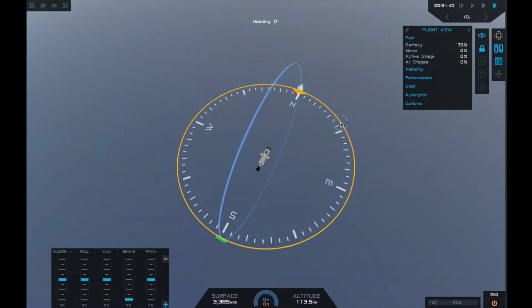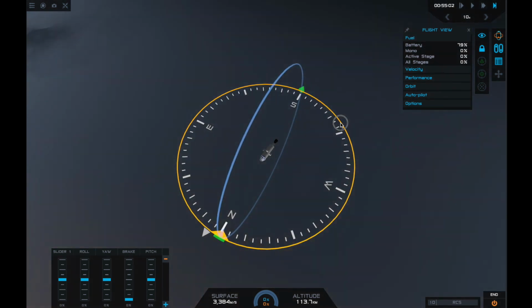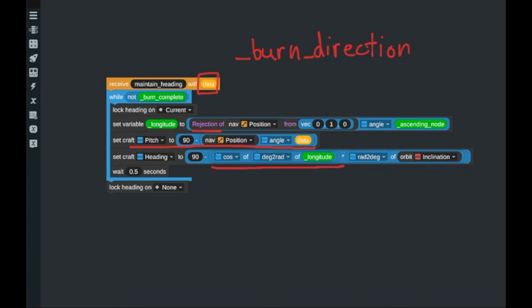For example, in a true polar orbit, the prograde heading snaps from due north to due south the instant it crosses the pole. The custom expression rejection takes two vectors and returns the component of the first that is perpendicular to the second, effectively projecting our position vector onto the celestial plane.